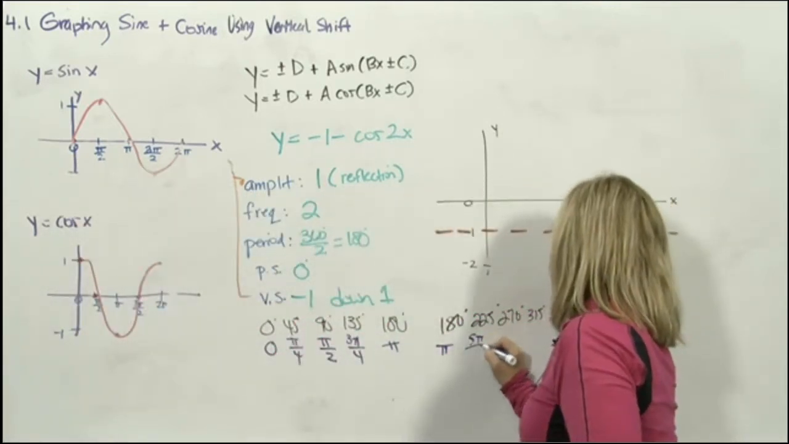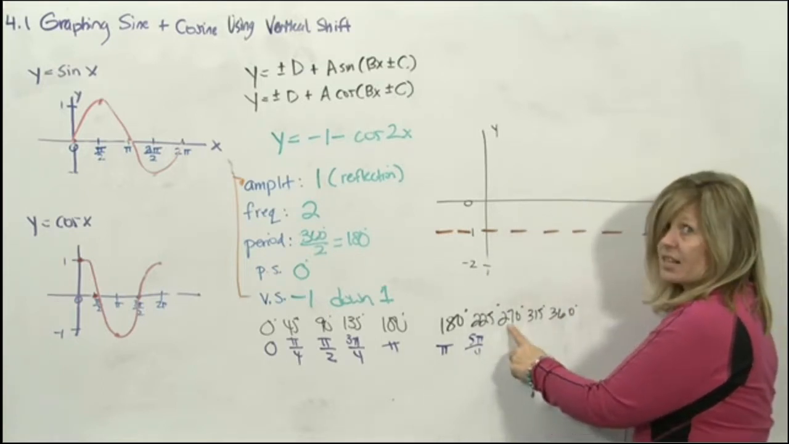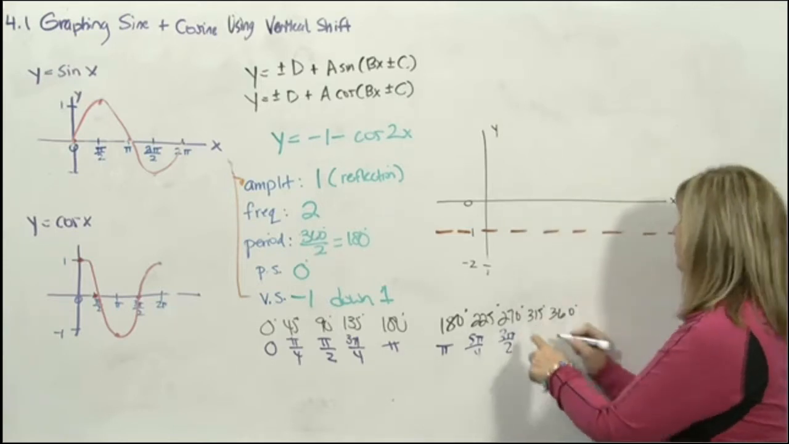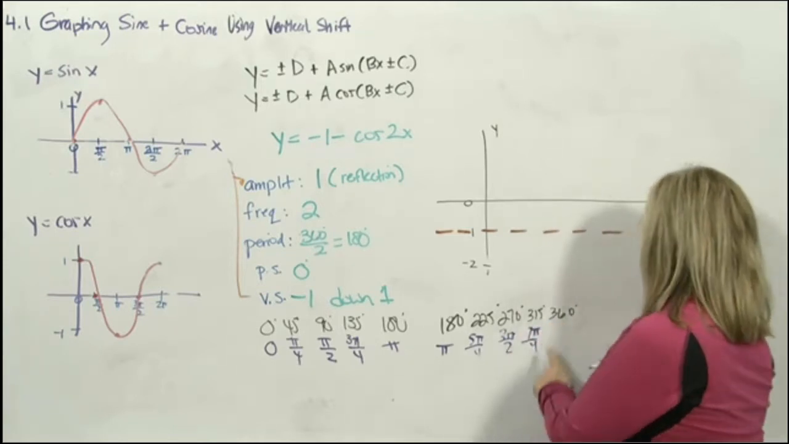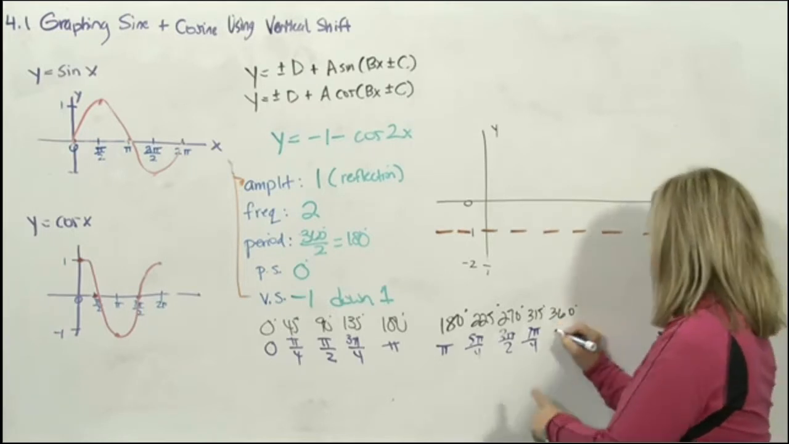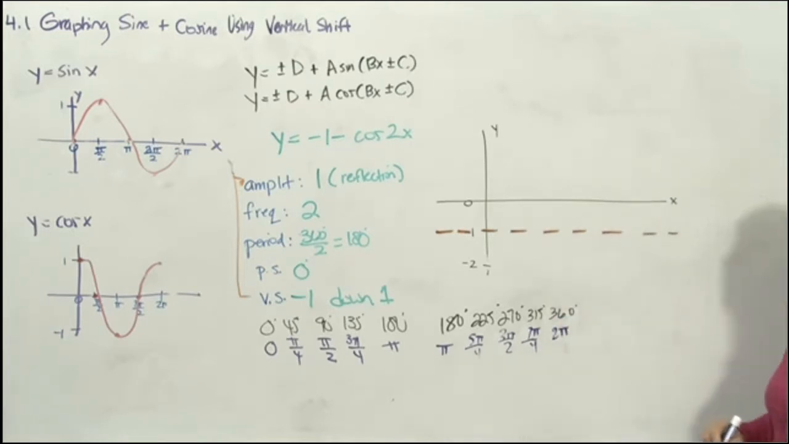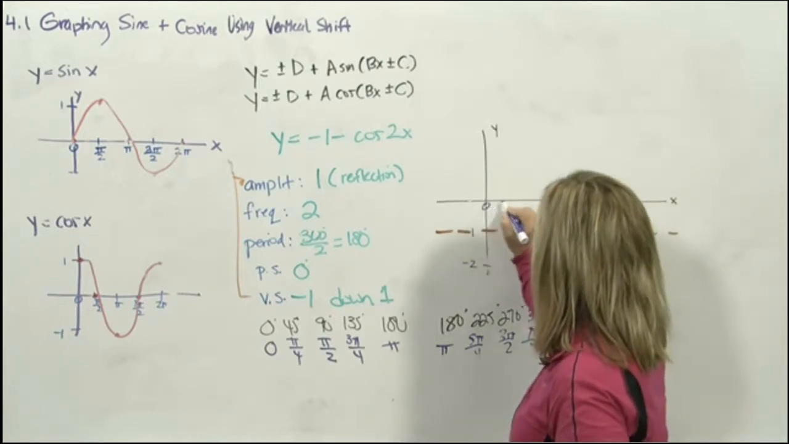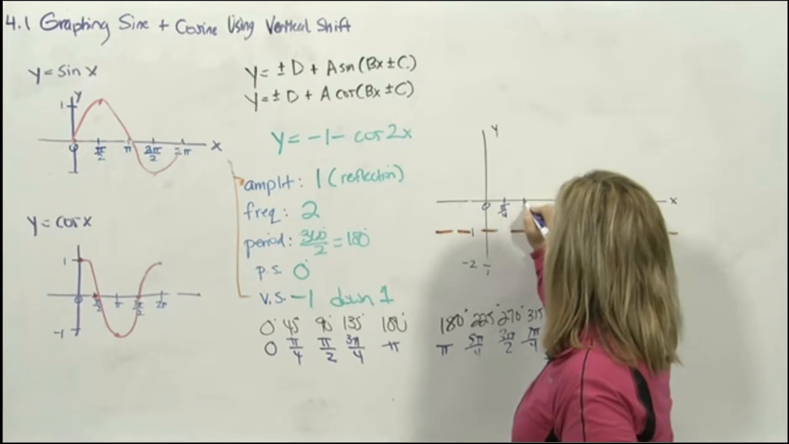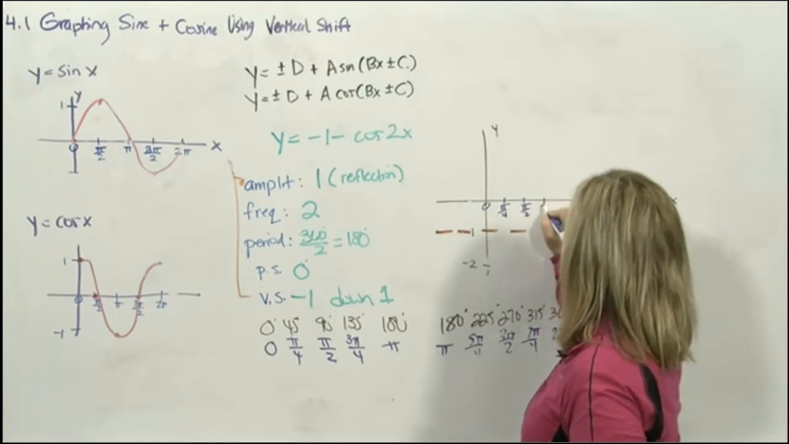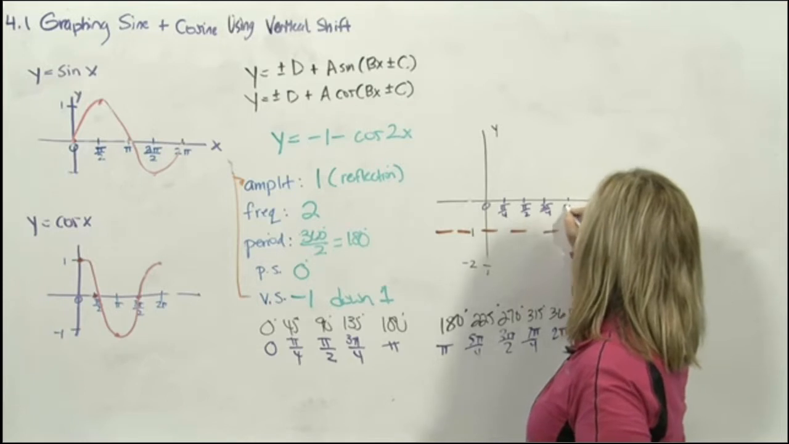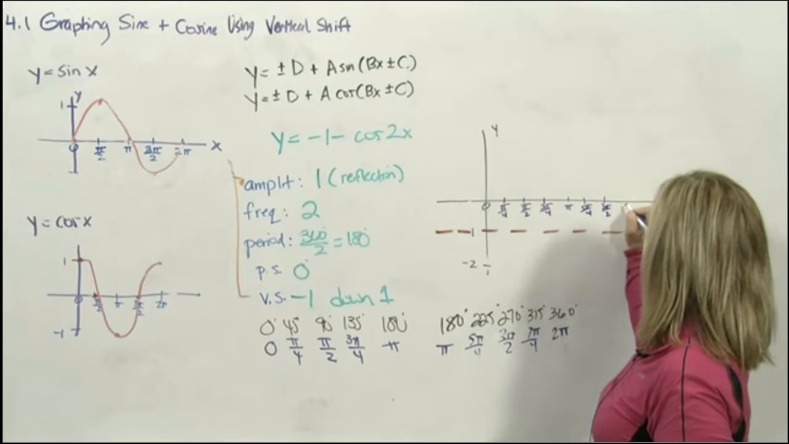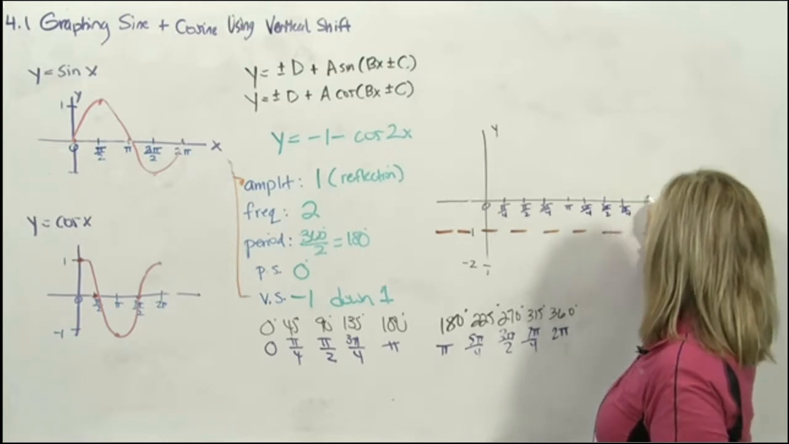225 is 5 over 4. 270 is 6 over 4. 6 over 4 reduces to 3 over 2. 315 is 7 over 4. 360 is 8 over 4, which is 2 pi. So now I have all my radians. I'm going to put them on the x-axis. So here's 0, 45, 90, 135, 180, 225, 270, 315, 360.